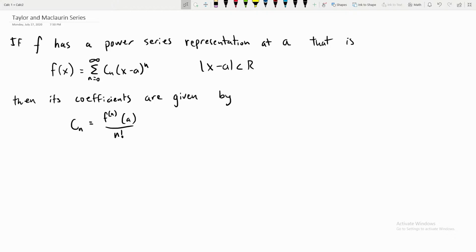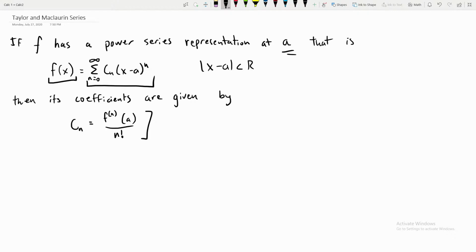So I'm going to try to dumb this down as best as I can for you guys, but essentially the whole lesson is based off of this concept: if we have a power representation at a, meaning we have some function equal to this power series right here, and we give the radius of convergence, then the coefficients are given by this formula right here.